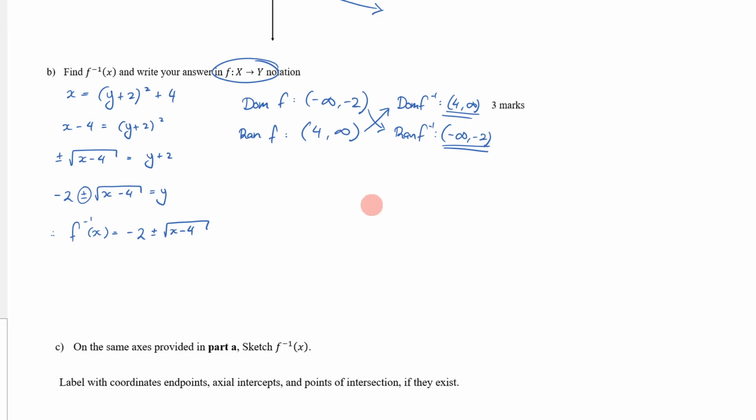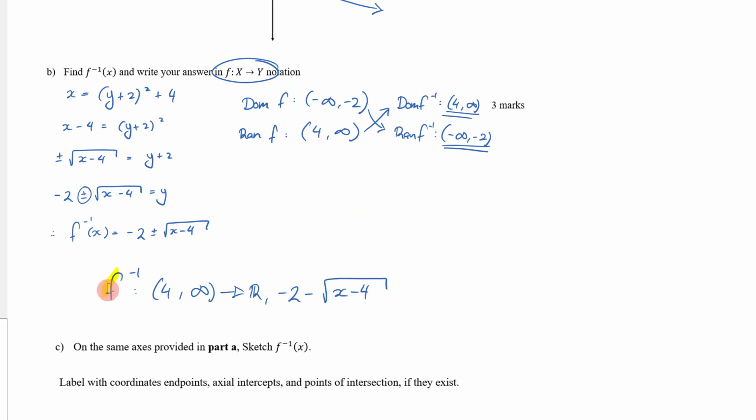All right, now we need to make sure that we write our answer in the proper notation as wanted. So that means my inverse function is going to be, now what is my domain? It's going to be 4 to infinity. Then it's all real numbers for my codomain. Remember, your codomain is always just all real numbers. Then it's going to be negative 2 minus the square root of x minus 4. And just like that, we've got our answer.